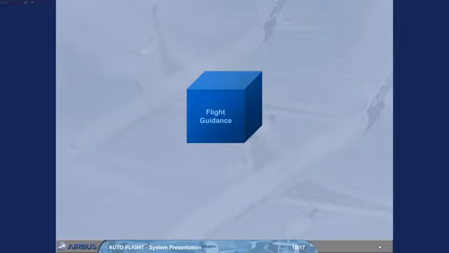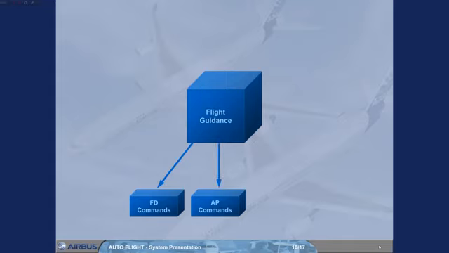The flight guidance part of the FMGS provides flight director commands for the pilot to control the pitch, roll, and yaw, autopilot commands to automatically control pitch, roll, and yaw, and autothrust commands to automatically control thrust.